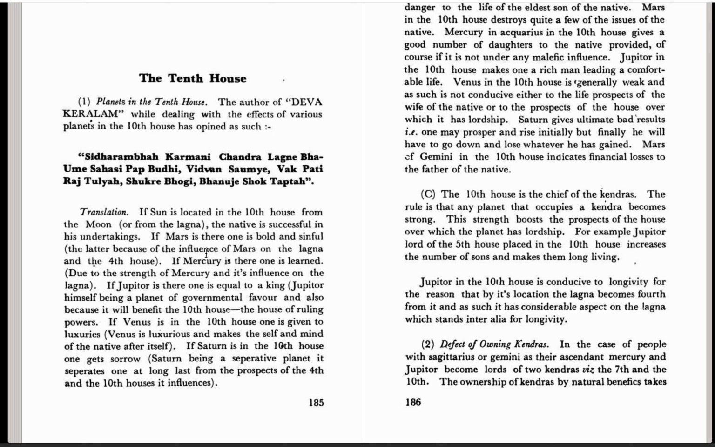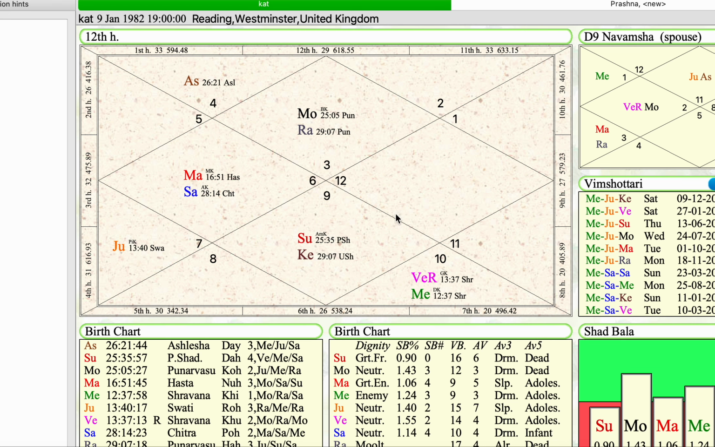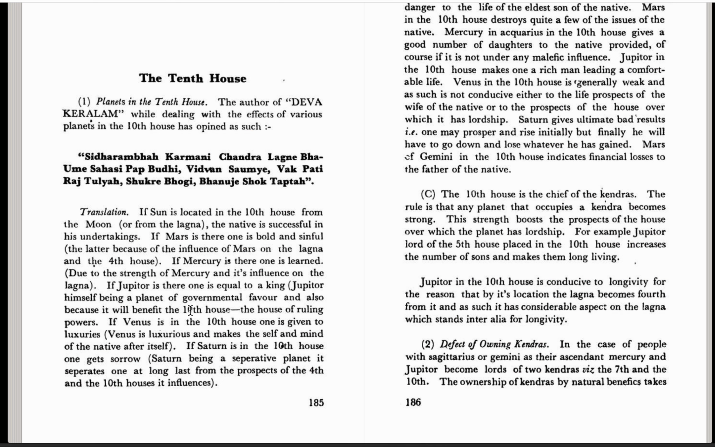So for Mars, if Mars is there, one is bold and sinful. For Mars it will be lagna lord and eighth lord in the 10th house. Because it is lagna lord, he is very courageous, but it is also eighth lord, so there will be some hidden things, and there will be some sinful things also. That's why he's saying that.